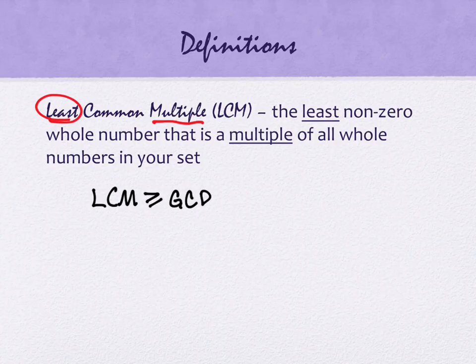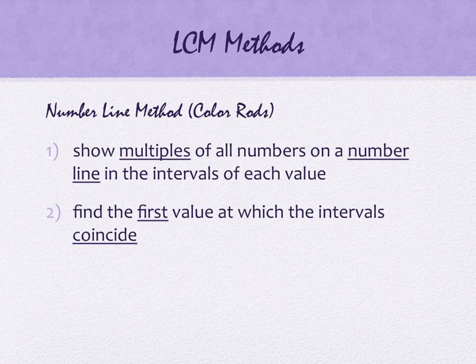We're going to look at some different models, and the first model actually has a touchy-feely thing with it, right? It's got a kinesthetic learning bit, manipulatives. It's called color rods. It's also called the number line method. This method shows the multiples of a number on a number line in intervals of each value. What you do is you find the first value at which the intervals coincide.